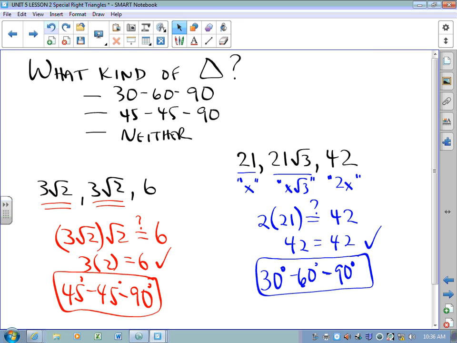So first we look for 45, 45, 90. That's easy. If two sides are equal, then we just try the radical 2. And if two of the sides are the same except that one has a radical 3, then we look for 30, 60, 90. Okay, one more thing.